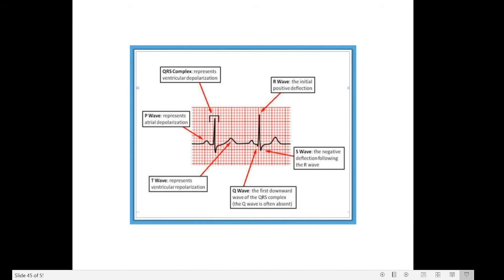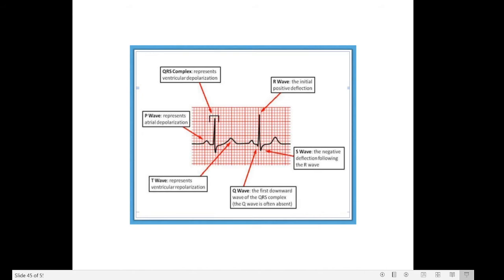QRS complex, it represents ventricular depolarization. QRS complex explains ventricular depolarization. Another is the T wave. It represents the ventricular repolarization. First is the depolarization, second one is the repolarization. That is the T wave.